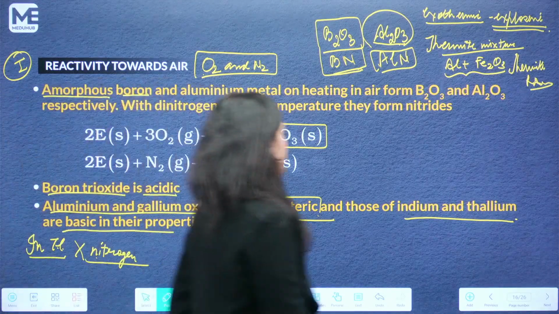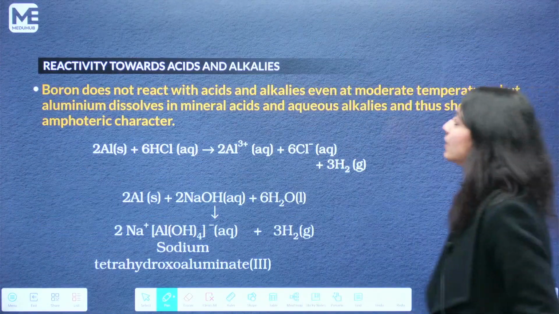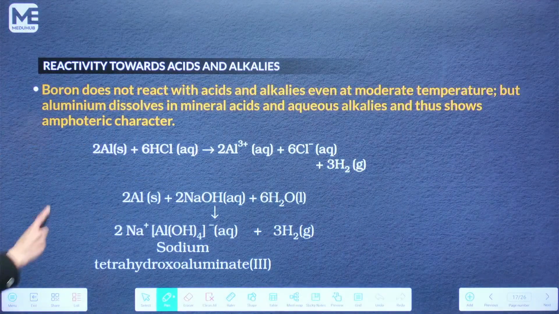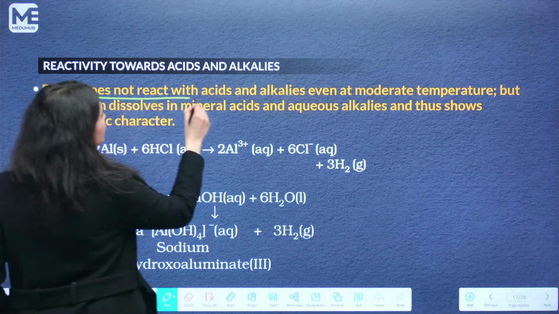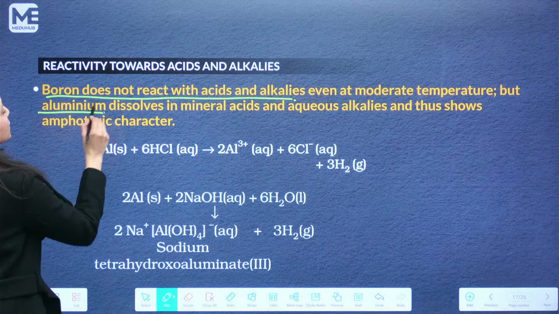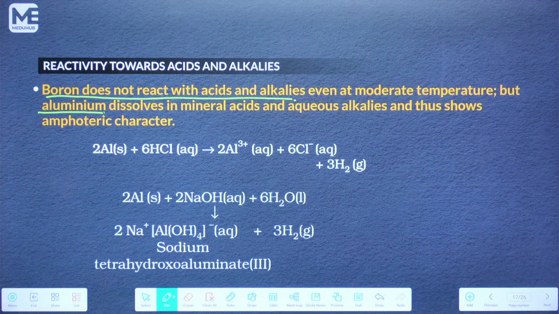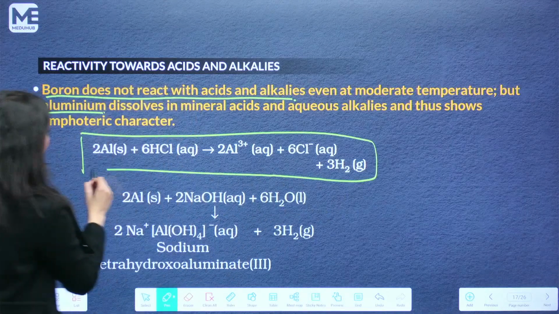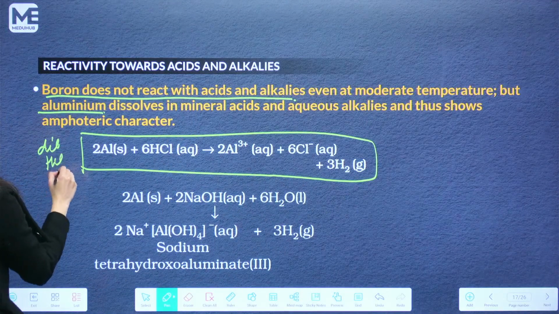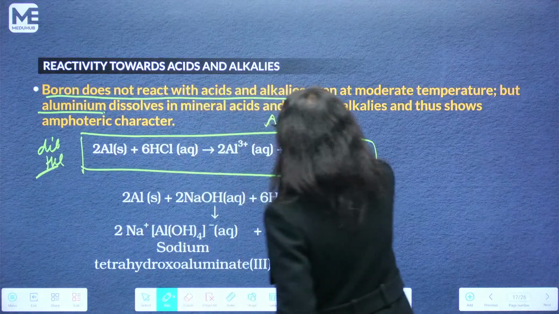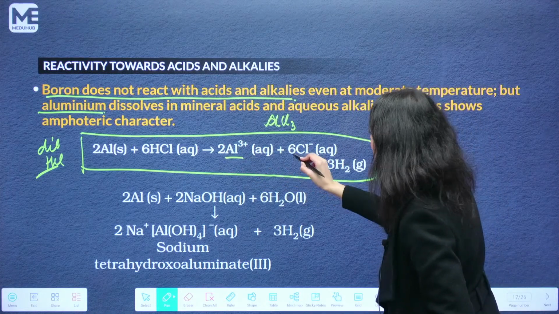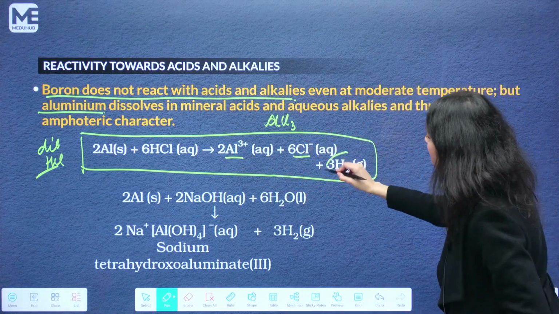Okay. Next is reactivity towards acids and alkalis. Now, boron does not react with acids and alkalis, but aluminium does. So aluminium is amphoteric in nature. It is a metal which reacts with both acids as well as bases. So look at this reaction here. Aluminium reacts with dilute HCl to give us AlCl3. Since it's an aqueous solution, we get ions Al3+ and Cl-, and hydrogen gas is released here.